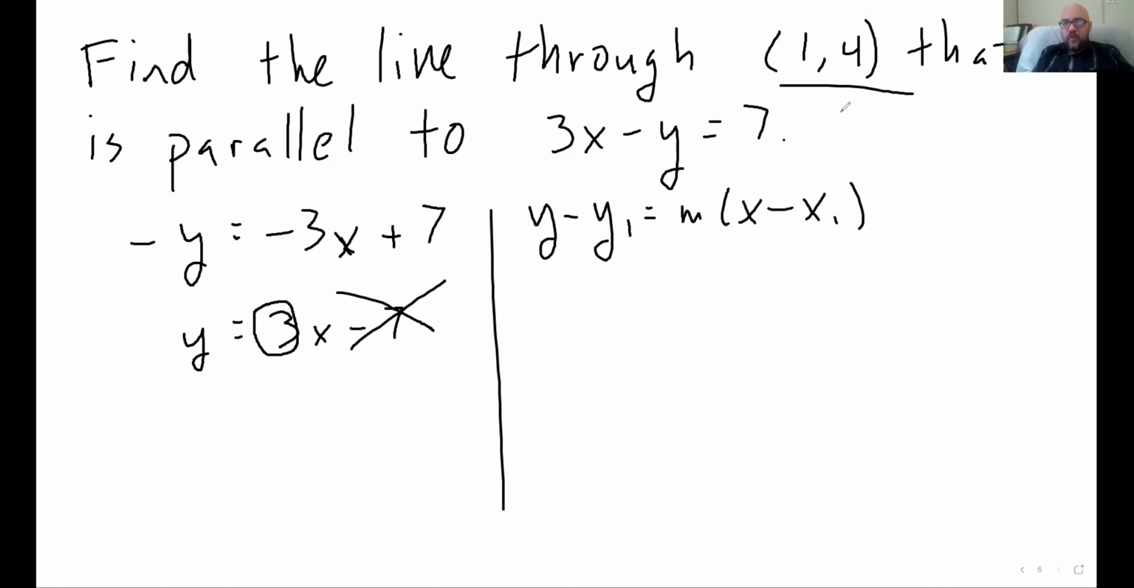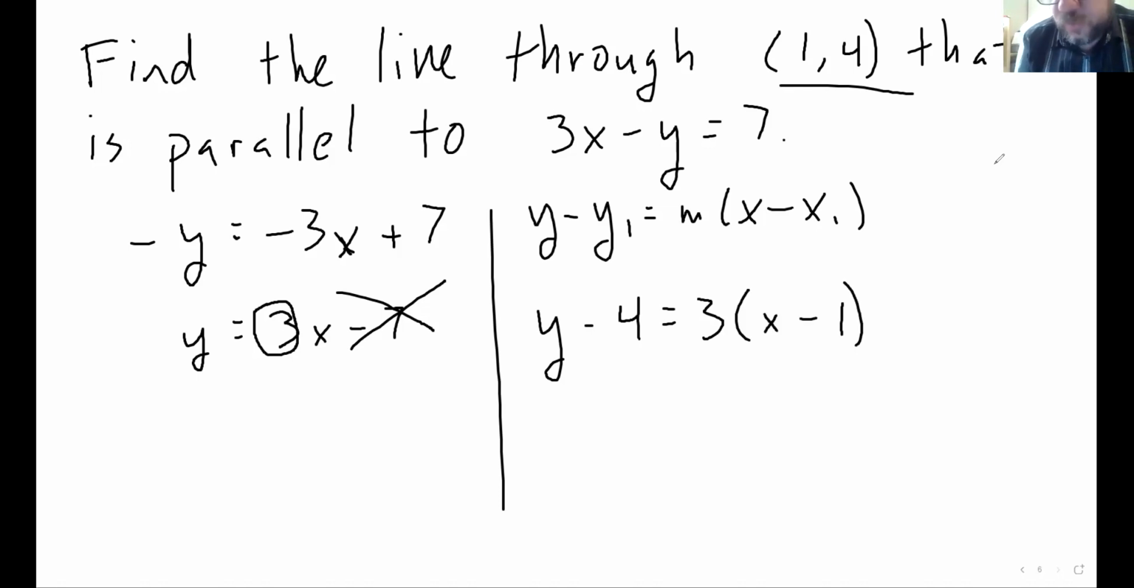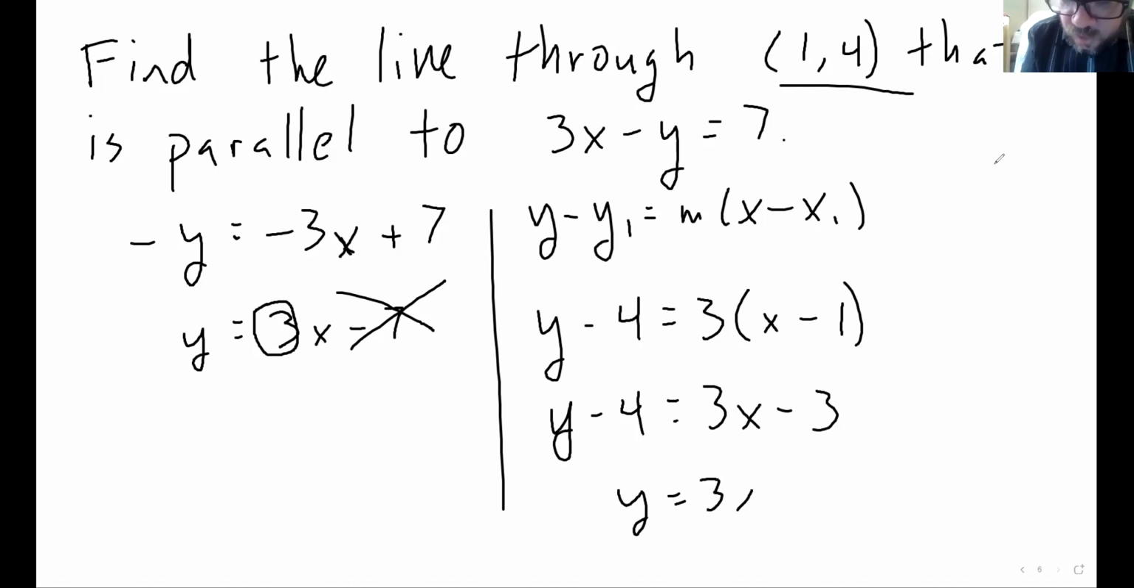Here my y1 is 4, my x1 is 1, and my m is 3. So I'm just going to plug those things in. So we're going to do y minus 4 is 3 times x minus 1. I will distribute, simplify, get everything into slope-intercept form. I don't technically have to, but it is, again, a common request, so I'm going to go ahead and do it. Y minus 4 is 3x minus 3. Add 4 to both sides, and I get y equals 3x plus 1. There's my line.